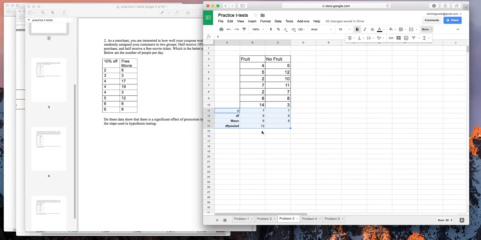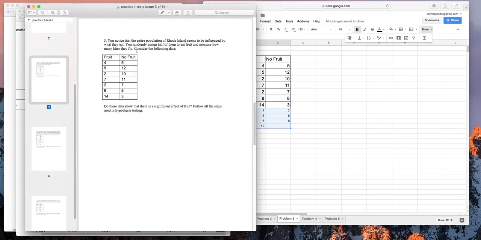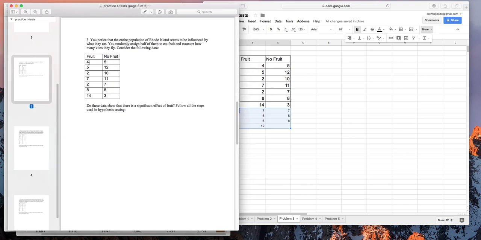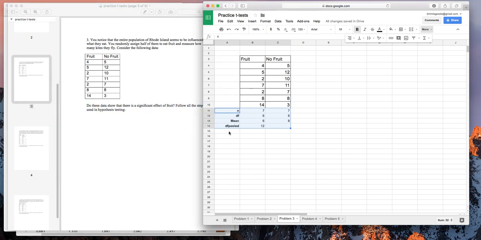Now, I've already put the data in here. Let's read what the problem was. You notice that the entire population of Rhode Island seems to be influenced by what they eat. You randomly assign half of them to eat fruit and measure how many kites they fly. Okay, so we're measuring kite flying behavior in Rhode Island. How bizarre. Alright, so we've got people randomly assigned to eat fruit, and people randomly assigned to eat no fruit. Is there a significant effect of fruit? And what is the nature of that effect?